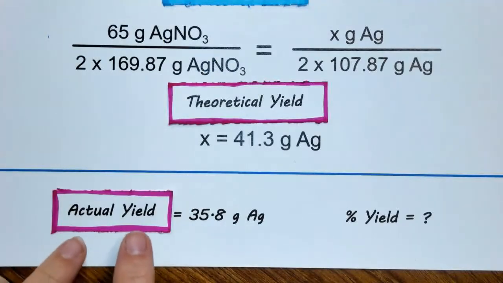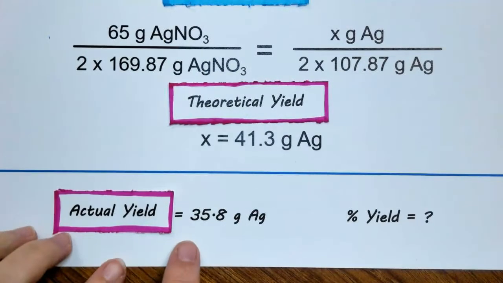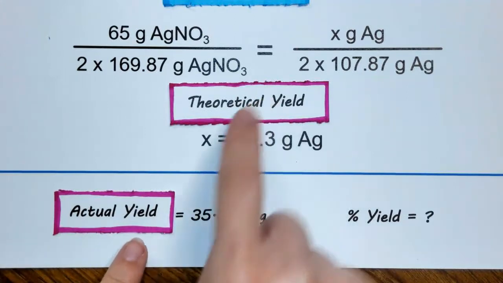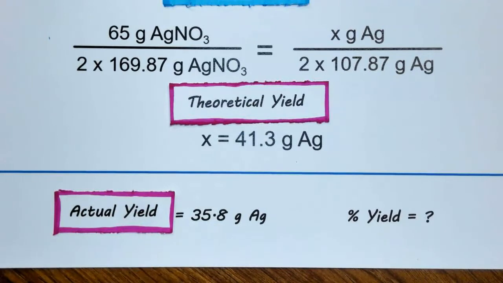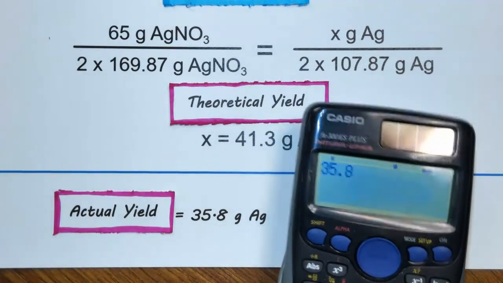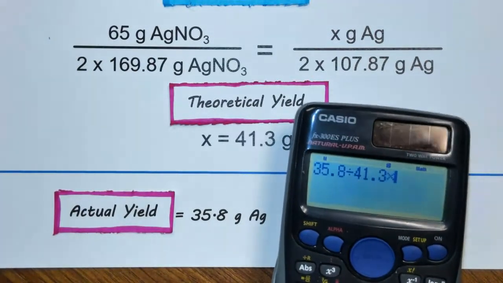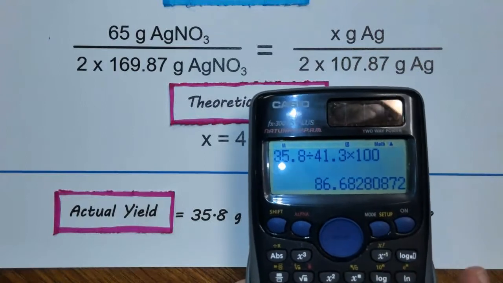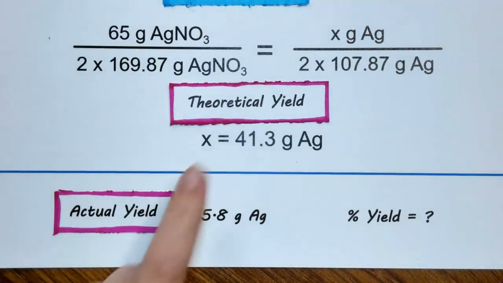Finally, I can get an actual yield by performing this experiment and actually collecting silver, and then I can compare my actual and my theoretical yield with that same equation as before, where I take the actual, 35.8, divided by the theoretical, 41.3, times 100 to get the percentage, which would be about 87% yield.